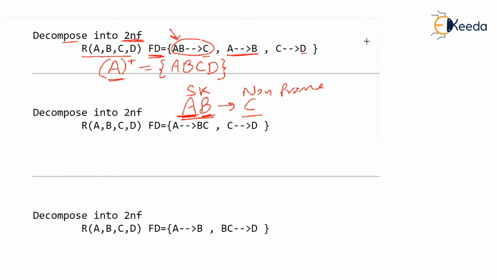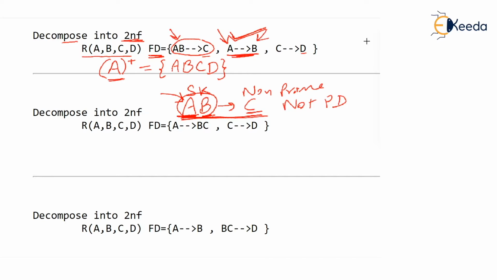Isn't this a dependency where the left hand side has the complete candidate key A, and the right hand side is a non-prime attribute? So this is not partially dependent. I hope you are understanding. What about A determines B? This is not partial dependent because the left hand side A is the perfect candidate key and the right hand side is a non-prime attribute. B is not a candidate key. So this is also not partial.